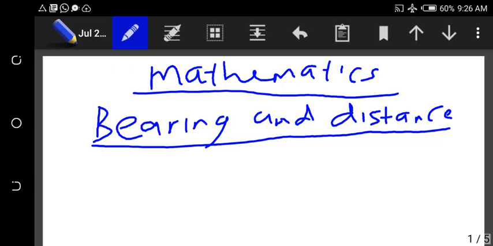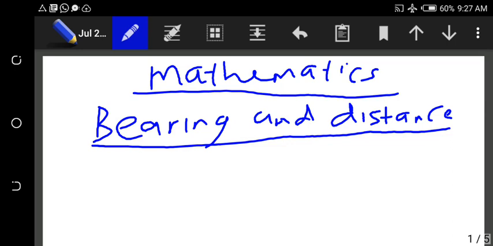And welcome to class. In this video we'll continue our study on bearing and distance, and we'll be solving some problems on bearing. We're going to be making use of the cosine rule, because you apply the cosine rule and sine rule in solving problems that deal with bearing. So we are going to look at some of the applications of that.